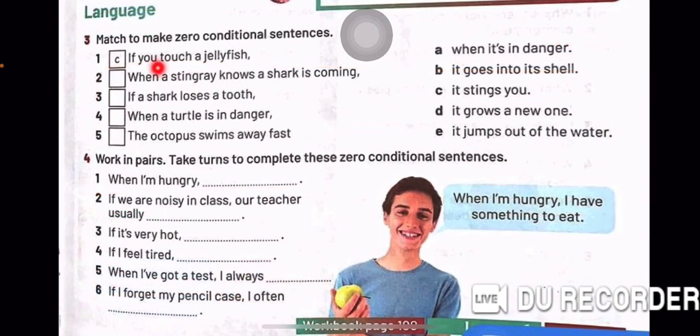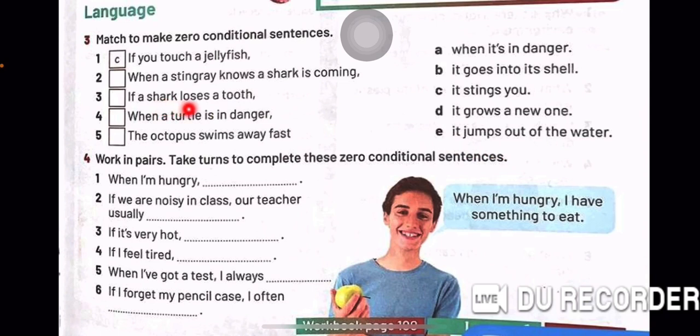Now, match to make zero conditional sentences. Number 1, if you touch a jellyfish, the answer is C, it stings you. Number 2, when a stingray knows a shark is coming, it jumps out of the water.